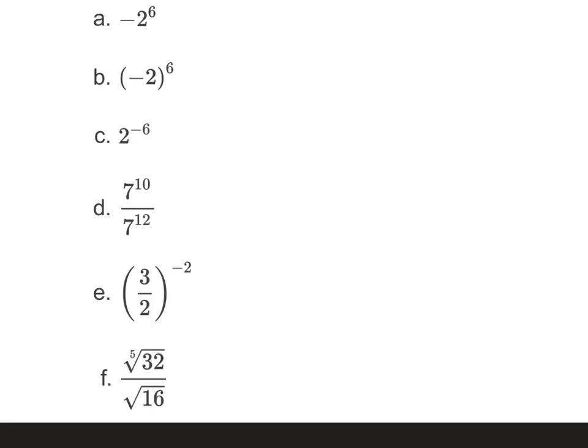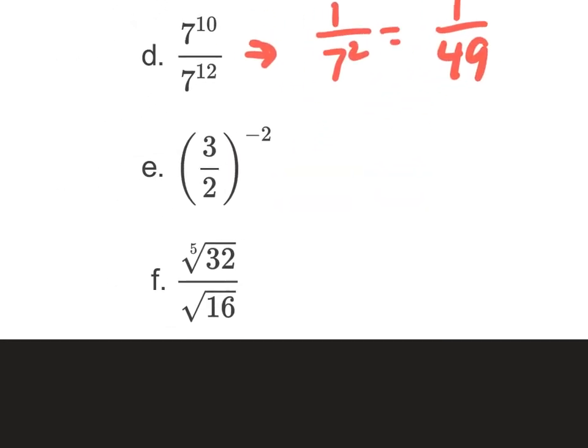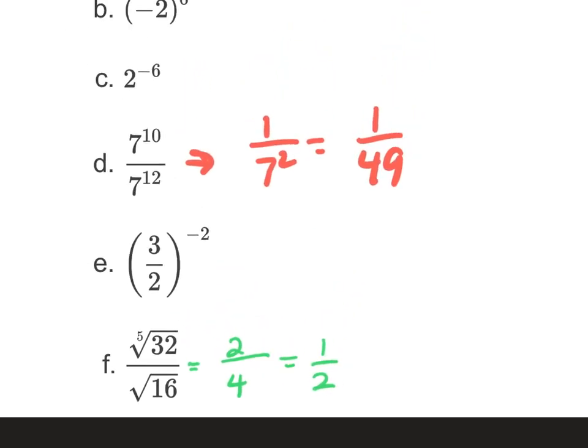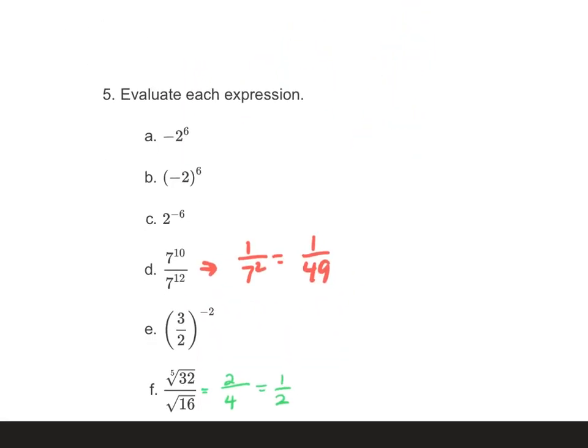Okay, thank you. You're welcome. So this would just be 1 over 7 squared, which is 1 over 49. E is there. F. The fifth root of 32 is 2. The square root of 16 is 4. That becomes 1/2. Okay, then the next page.